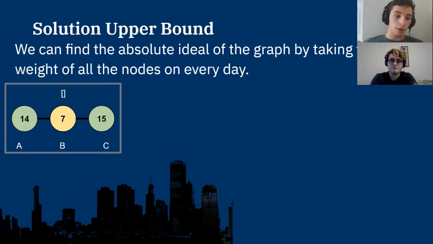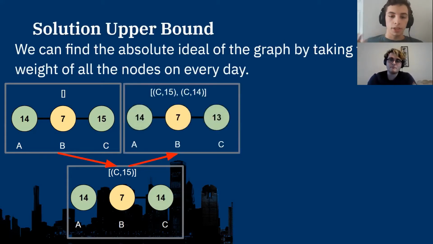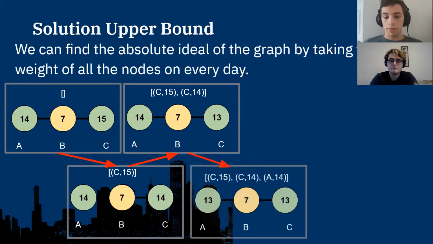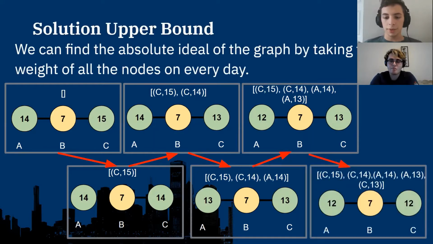If we saw this graph here with nodes A, B, and C, first we would find the maximum weight, which is C, append that to our list and then decrement it. Next, we would find the maximum weight. In this case, it could be A or C, but let's stick with the same one, C, and decrement it again. So now we have a list of C15 and C14. Then we see that A is the top weight, and we can decrement that. And then we continue in that same fashion, constantly decrementing the top weight, until we have this final list: C15, C14, A14, A13, and C13.